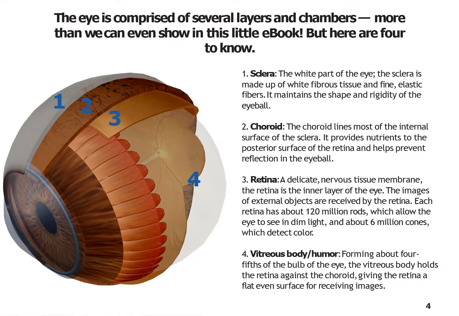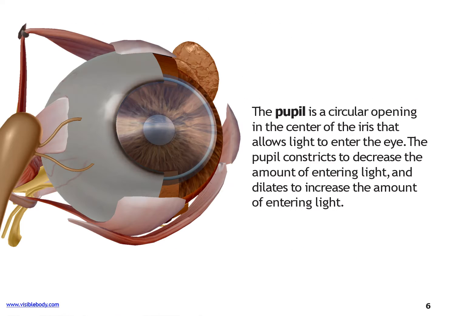The vitreous body or humor. Forming about 4/5 of the bulb of the eye, the vitreous body holds the retina against the choroid, giving the retina a flat, even surface for receiving images. The pupil is a circular opening in the center of the iris that allows light to enter the eye. The pupil constricts to decrease the amount of light entering, and it dilates to increase the amount of entering light.